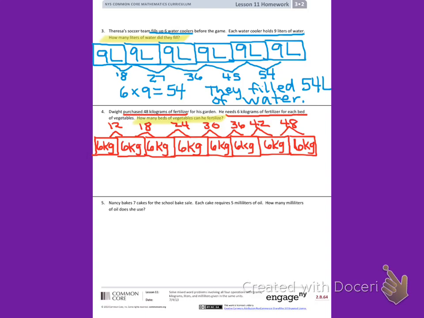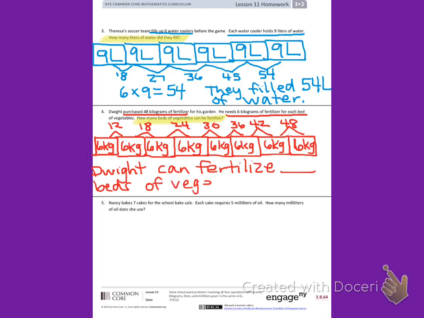So, how many beds of vegetables can he fertilize? Dwight can fertilize blank beds of vegetables. The number that goes on the line is the number of beds that are shown in the tape diagram.